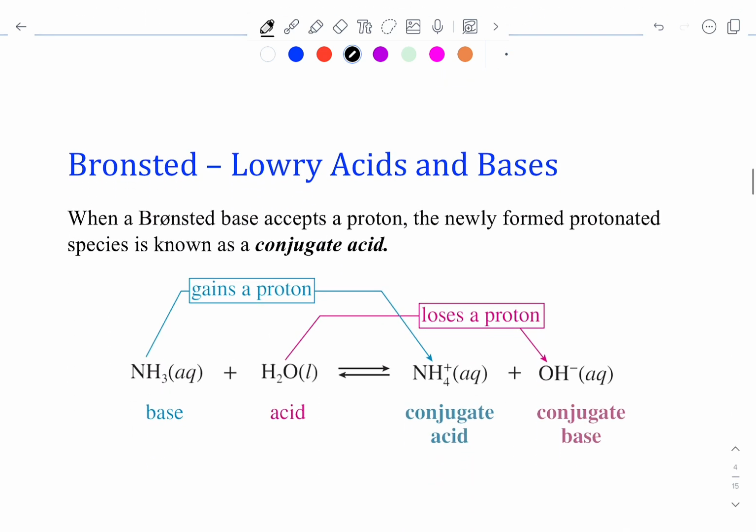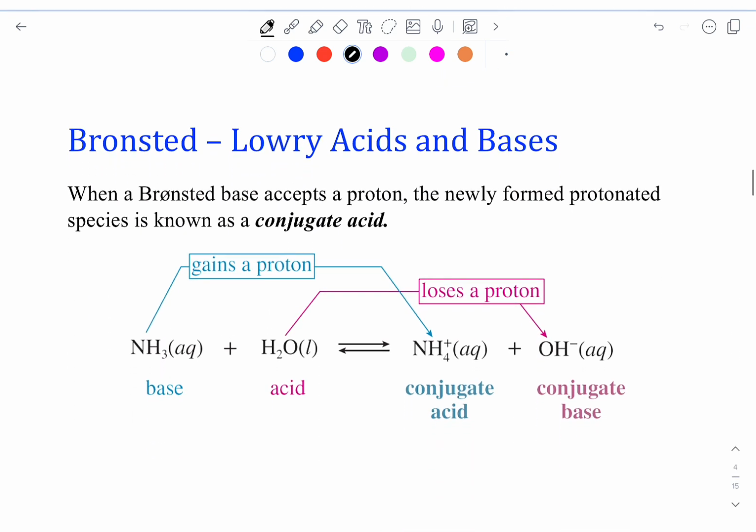So now for the Bronsted base, we're going to look at a Bronsted base instead. When it accepts a proton, the newly formed protonated species is called the conjugate acid. So the base turns into the conjugate acid. So here we have NH3, ammonia, labeled as our base.